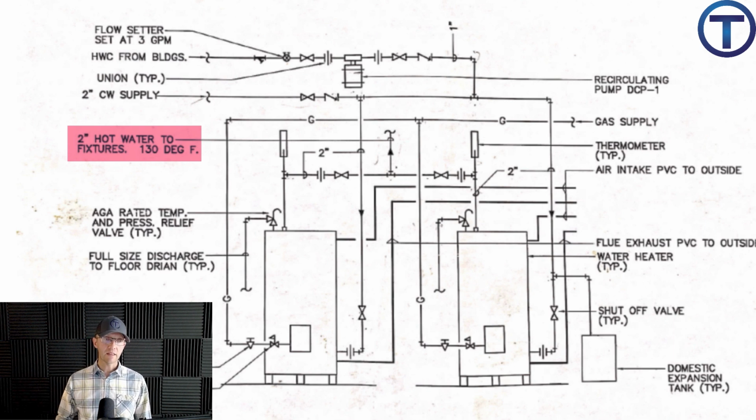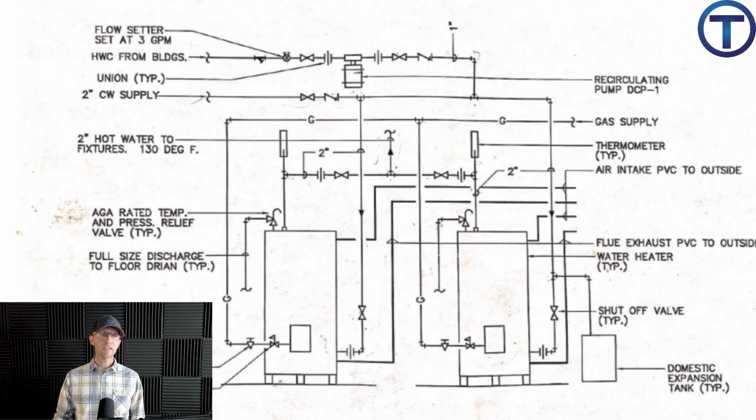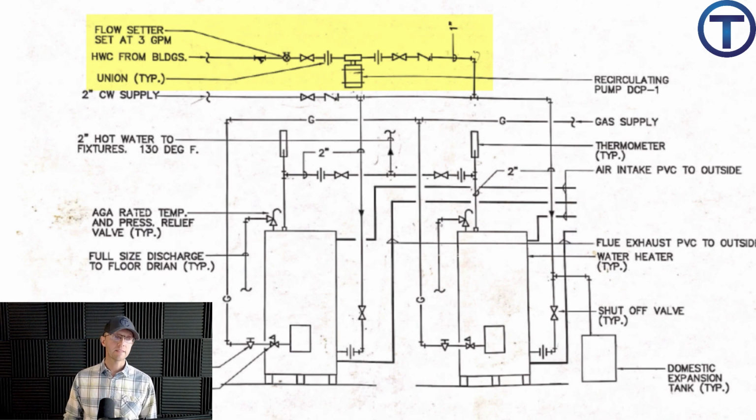But that's what's being delivered. Okay, what else do we see going on? Across the top here, there is a hot water recirculation line that's coming back in. We see a series of pipe and fittings. We've got a Y strainer, a flow setter, that's a control on the movement of the water through the recirc line, valves, unions, and a recirculation pump.